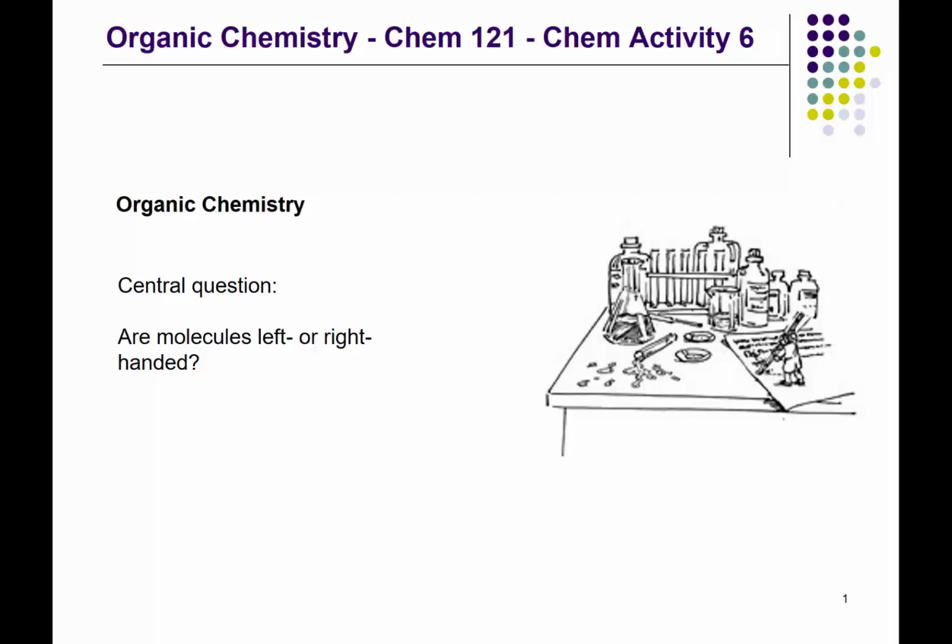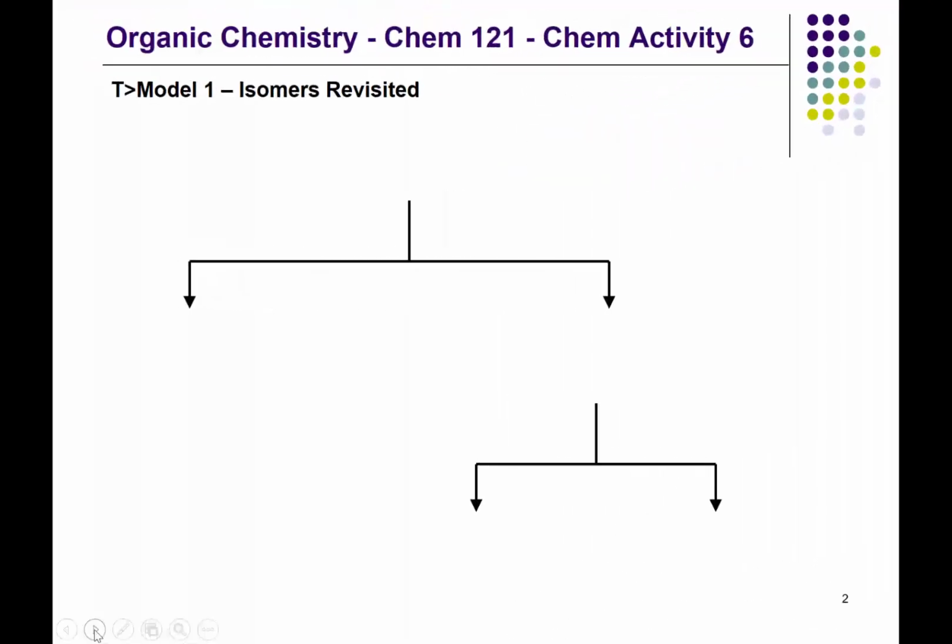Now, to begin with, though, I'd like to do a bit of review and connect to what we already know about isomers. So essentially, we're going to complete this chart again. We went through this exercise in chem activity number 5, but I think it's really important that you keep the context of the relationship of the different isomers.